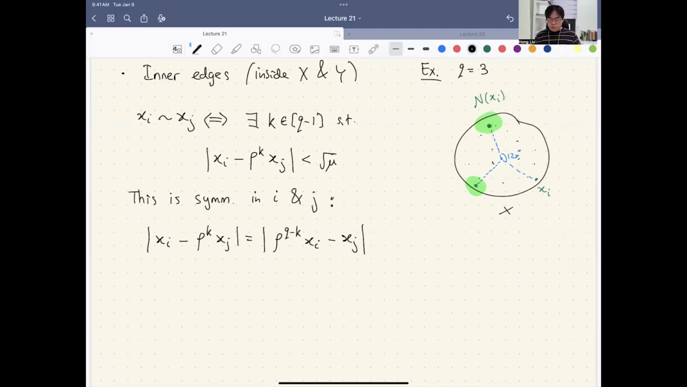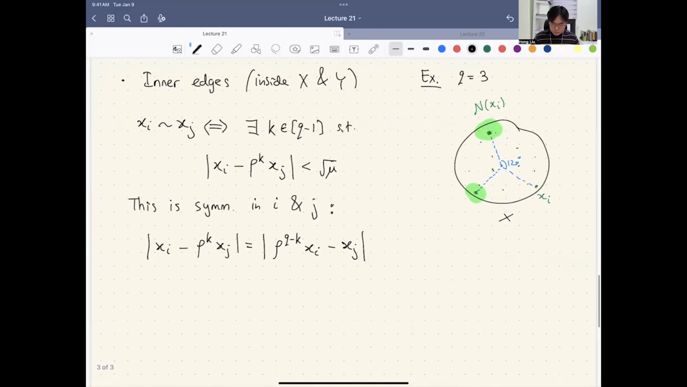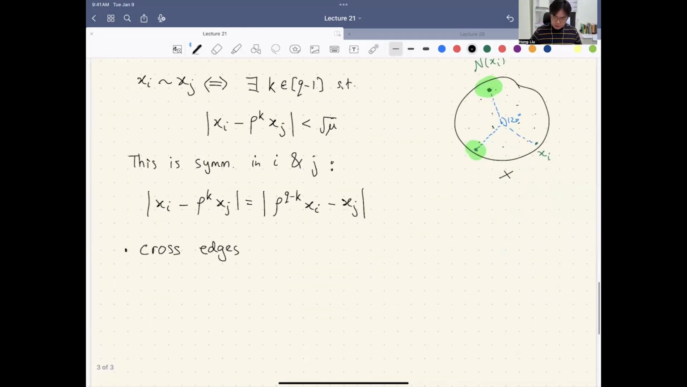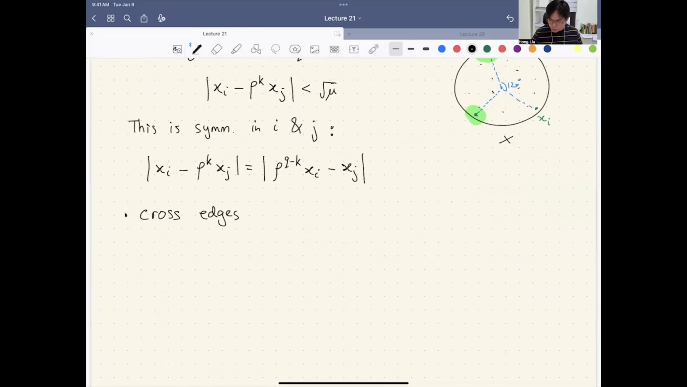That's the inner edges. Now the cross edges between X and Y. Same thing as the cubic case. Let me first copy the picture.